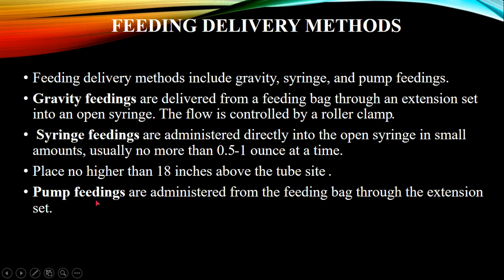So we have the pump, which is electrically operated. We have the syringe, where we take the amount and push it directly to the opening, and third is through gravity. We pour the contents in the syringe and we hold it up, and the height should not be more than 18 inches, and the contents will go through by gravity. So these are the three different methods.